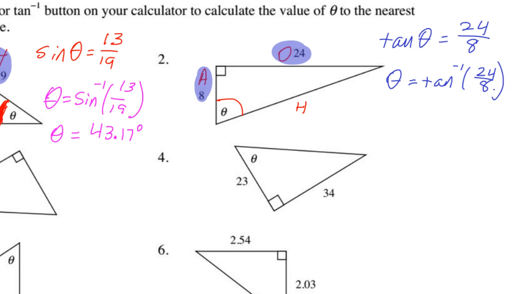So taking a look here, tan inverse of 24 divided by 8, and I get that that is about 71.57 degrees. So that's problem number 2.